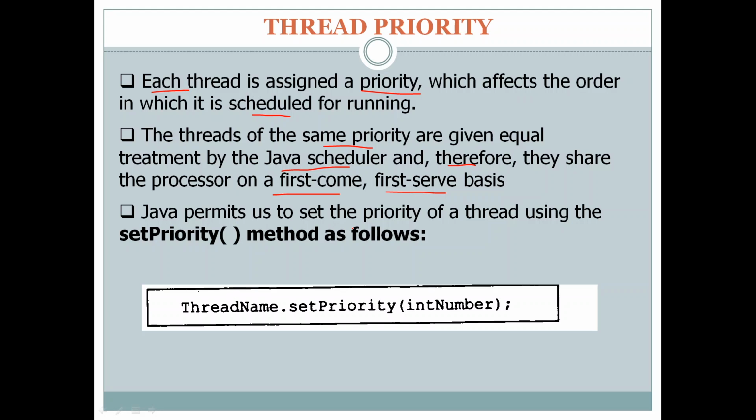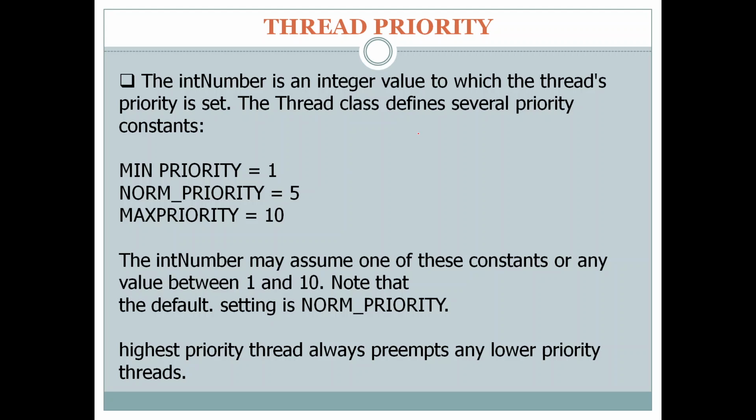Java permits us to set the priority of a thread using a method. The method is the setPriority method. So we can change the priority of a thread by using the method setPriority. The syntax of setPriority is given here: the name of a thread, or the object name of a thread, dot setPriority, and we have to send an integer number. Now this integer argument may take a value between 0 to 10. So we can assign priority in between 0 to 10. So the int number is an integer value to which the thread's priority is set.